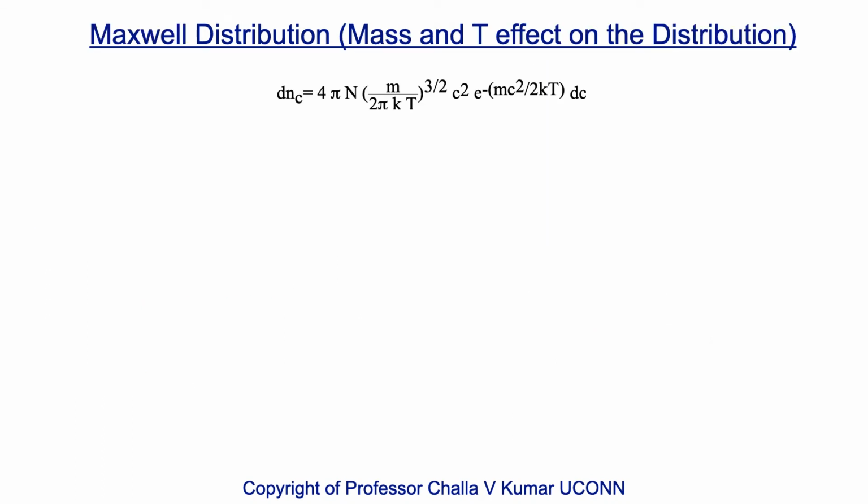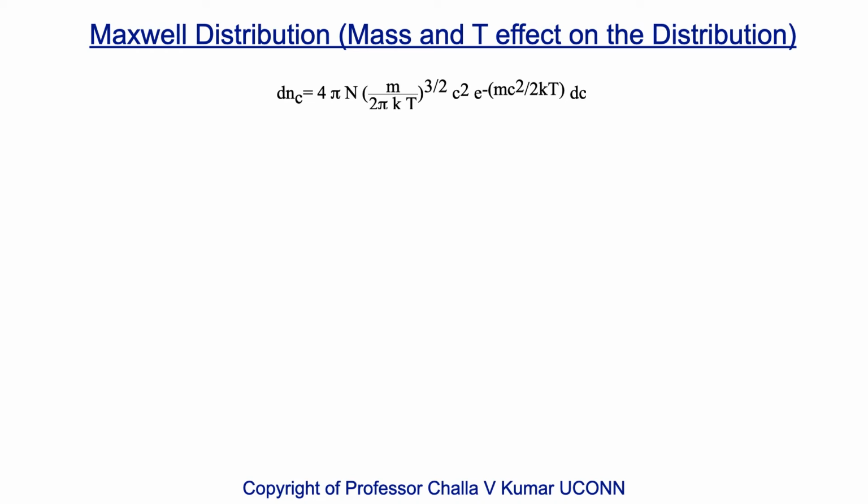All right, so let's look at this and try to figure out what's the effect of mass and what's the effect of temperature on this distribution function. So dn_c is equal to, I've rearranged it, 4 pi n, where n is on the left hand side, times this fraction raised to the power 3/2, c squared, which we have discussed, e to the power minus mc squared by 2kT, which we already discussed, multiplied by dc. The dc was on the left side in the previous slide, so now we'll move it to the right side, so that now I can integrate on both sides.